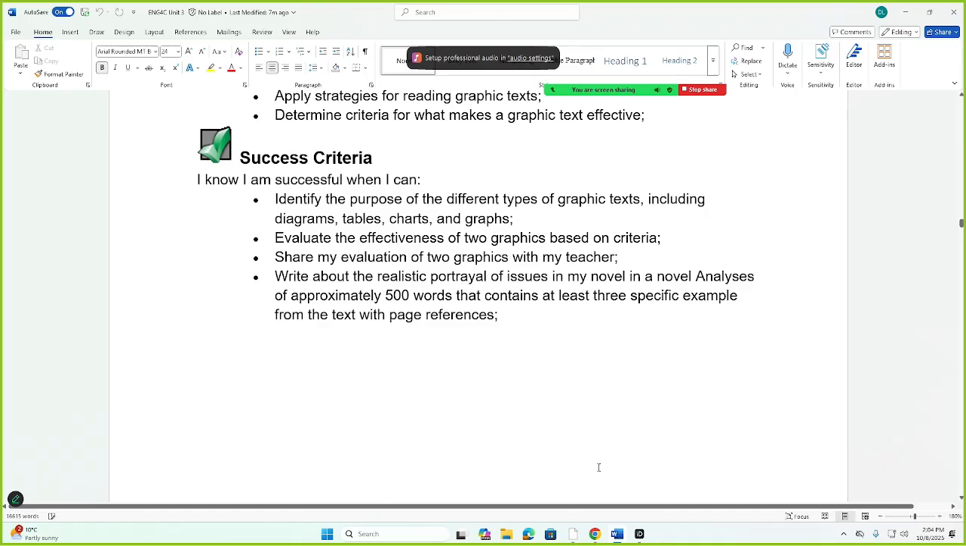And finally, the success criteria for another novel analysis, which we won't be doing today, but that comes in tomorrow's class, okay? We'll touch on the key question itself just to introduce you to it, but the actual content will be given in tomorrow's class on realism in the novel.